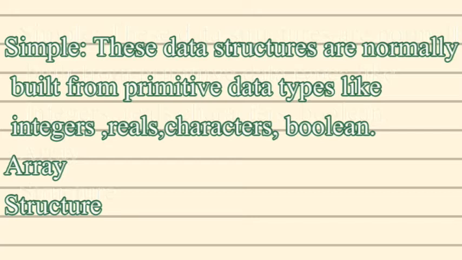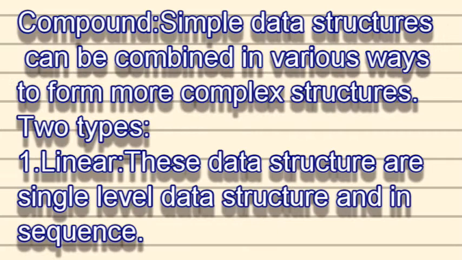The second part is compound data structure. Simple data structures can be combined in various ways to form more complex structures, which are called compound data structures. Compound data structures are divided into two parts: linear data structures and non-linear data structures. Linear data structures are single-level data structures. A structure is said to be linear if the elements are in a particular sequence.